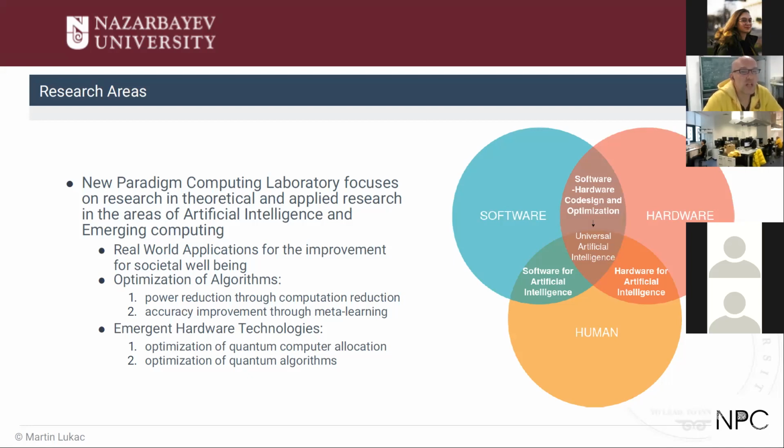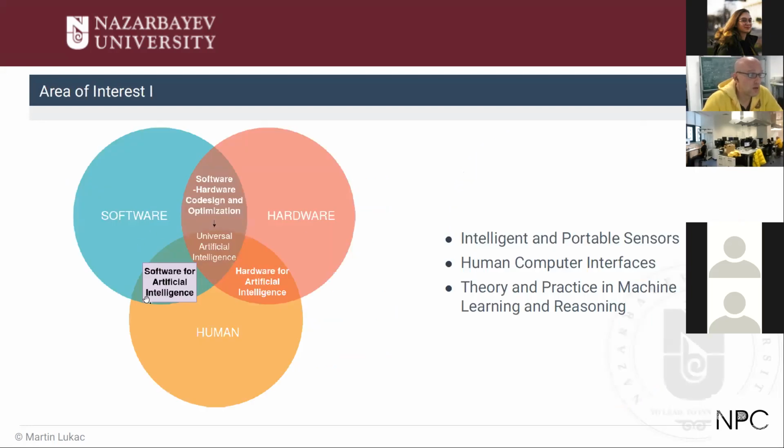So we also have some research into new hardware areas, such as quantum or neuromorphic and so on. Okay, so let's have a look. The first one is software for artificial intelligence, and there we have mainly two main projects.